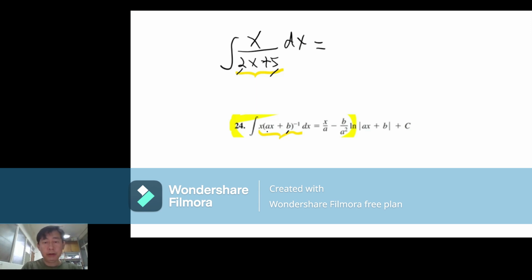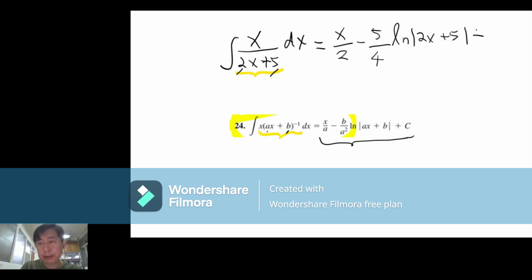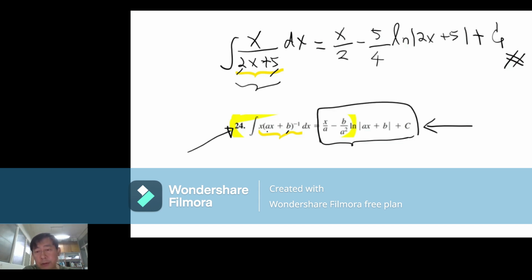Therefore, you can straightforwardly write down the expression of the solution, which is x over a, here a is 2, minus b, where b is 5, over a squared, which is 4, times the log of the absolute value of ax plus b, which is just 2x plus 5, plus an arbitrary constant. So that is how you obtain the integral of the function x over 2x plus 5 by referring to item 24 in the integral table. In short, you simply refer to this formula and reproduce the answer by writing down the corresponding terms provided in item 24. As simple as that.